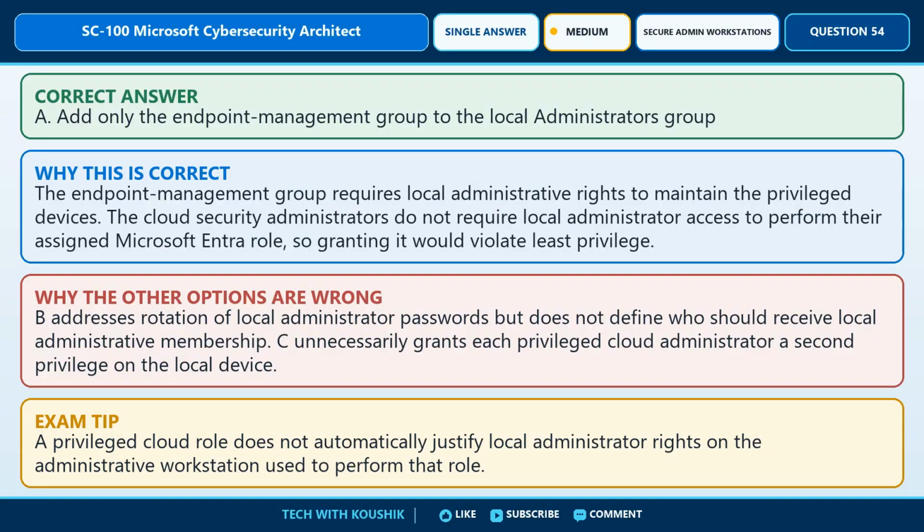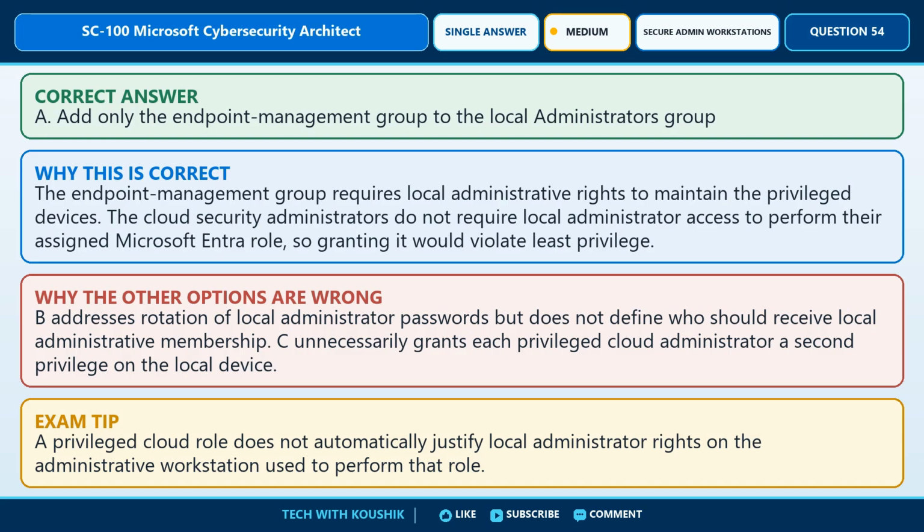The correct answer is option A. Add only the endpoint management group to the local administrators group. Here's why. The endpoint management group requires local administrative rights to maintain the privileged devices. The cloud security administrators do not require local administrator access to perform their assigned Microsoft Entra role, so granting it would violate least privilege. Why are the other options not correct?